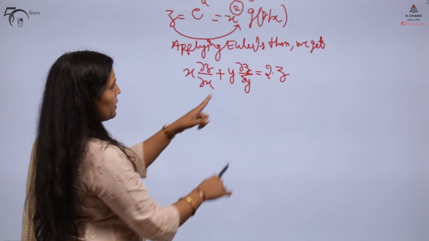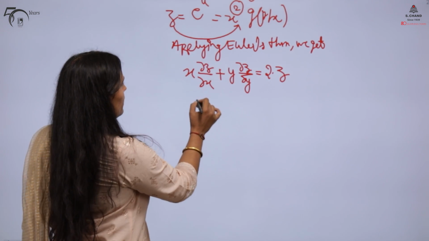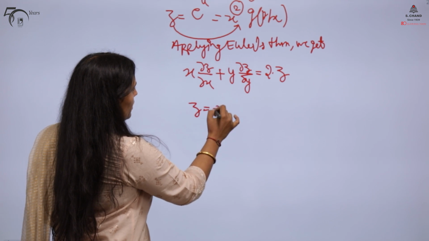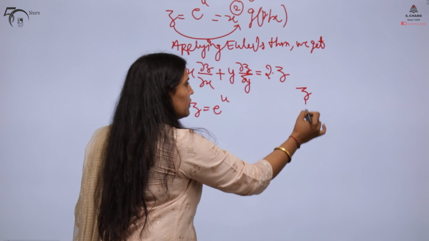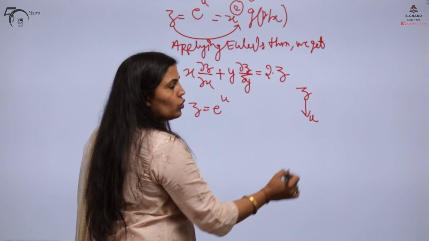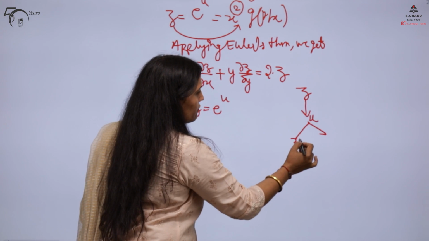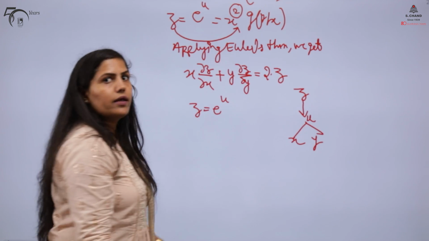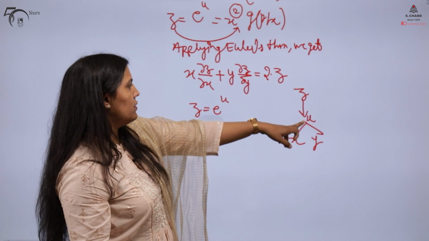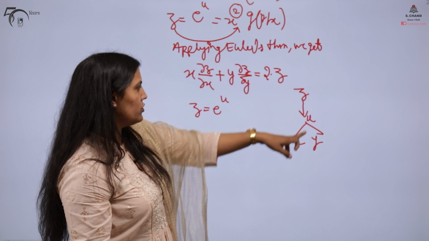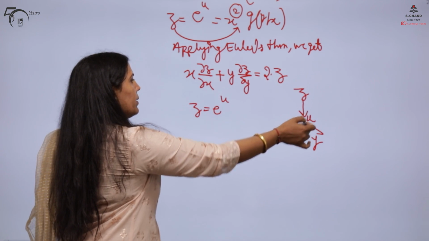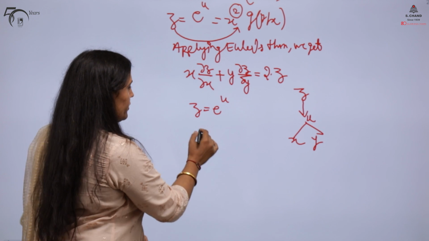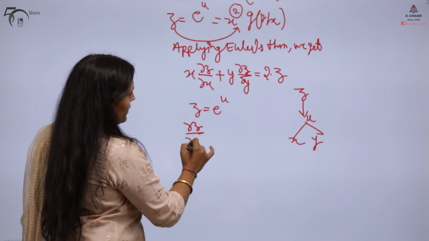Put up the values. So this is by Euler's theorem. Put up the values now again. So my z is e to the power u. Again I am making the chain because z is a function of u and u is a function of x and y. How to take the derivatives now? z is a single variable u function, but u is a two variable function. So it means here it will be total, but onwards it will be partial derivative. So del z by del x.